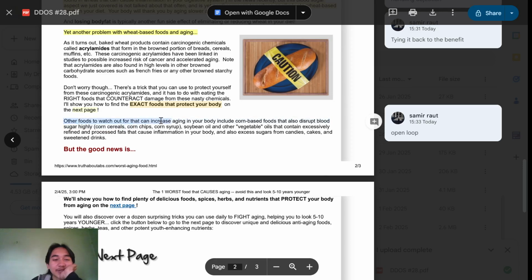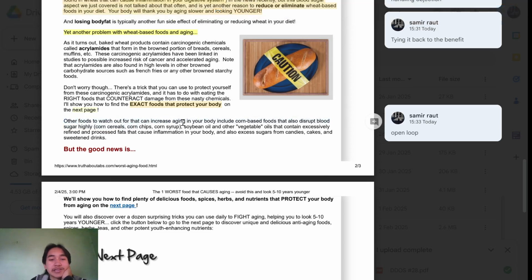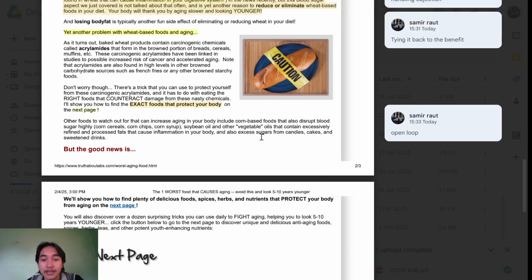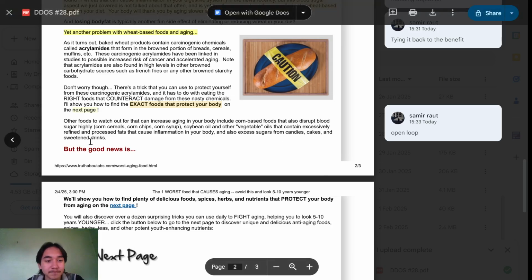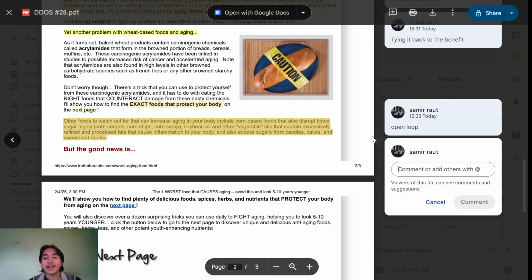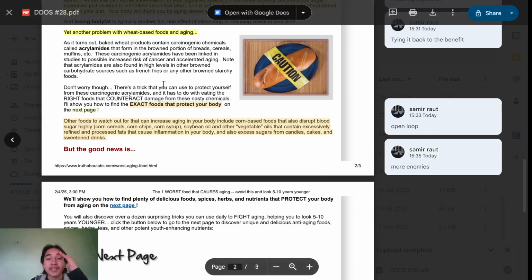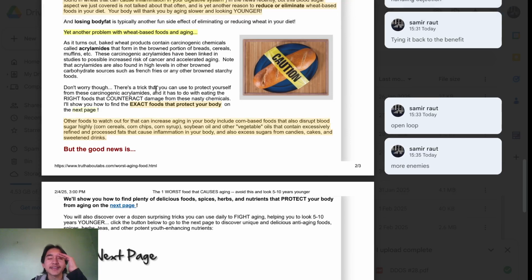Other foods to watch out for that can increase aging in your body include corn-based foods. So there's another enemy that also disrupts blood sugar highly. Corn cereals, soybean, soy, and other vegetable oils that contain excessively refined and processed fats that cause inflammation in your body, and also excess sugars from candies, cakes, and sweetened drinks. More enemies. When you mention an enemy, what becomes the next question? How do I fight the enemy?